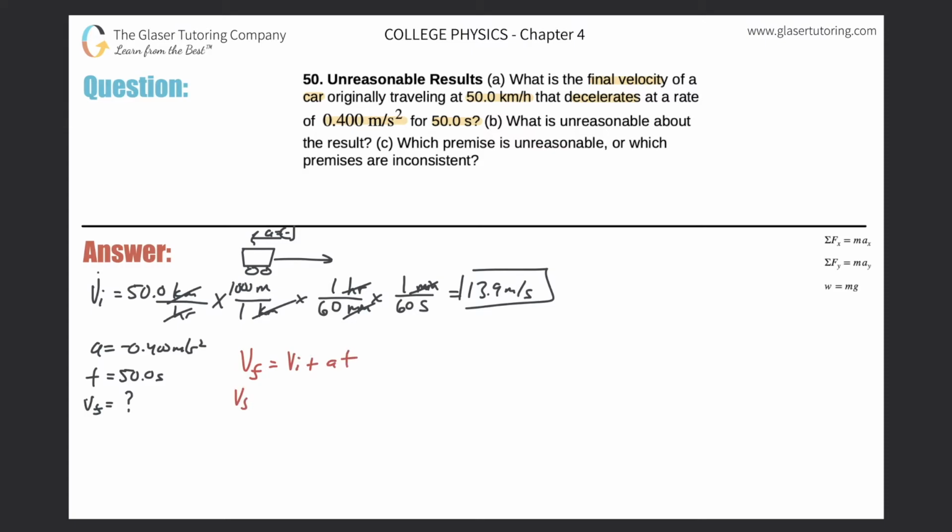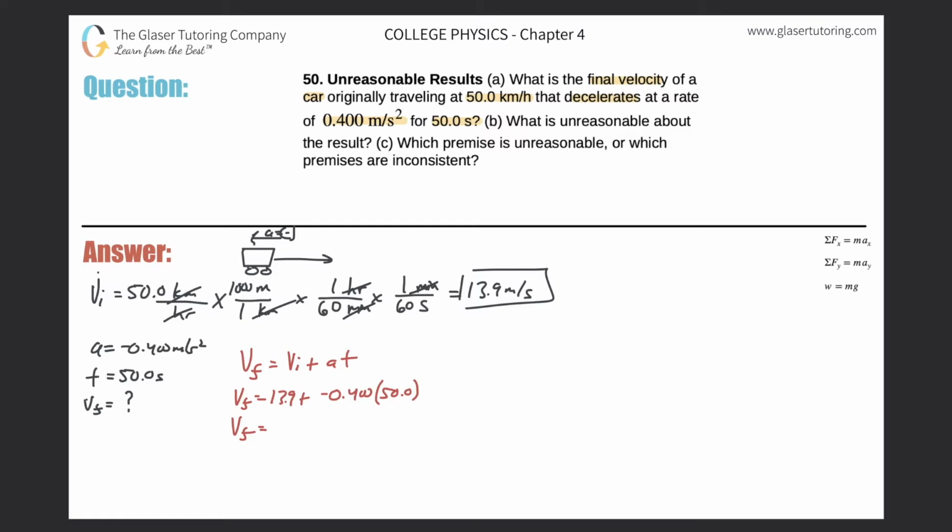Final velocity is the unknown. The initial velocity we found to be 13.9. The acceleration here was negative 0.400, multiplied by the time value of 50 seconds. So all we have to do is plug it into the calculator. So 13.9 times negative 0.4 times 50. Whoa. Is that even right? No. I got negative 278.